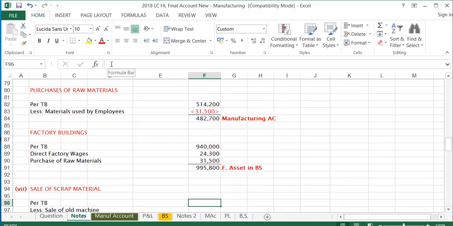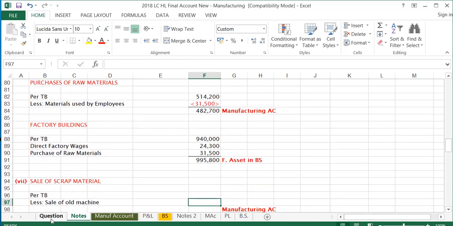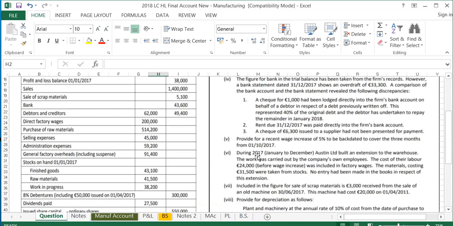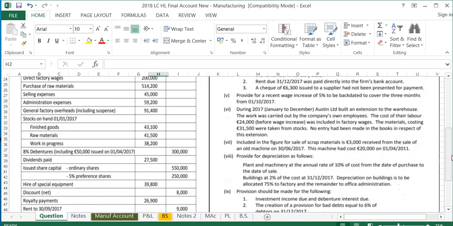And that is that note complete. Note 7 is a common note here, where there's a sale of a van or a machine that was included in the sale of scrap material. And again, this comes up a lot in the manufacturing one. So the first thing we have to do, we want to see whether we made a profit or loss on the machine that we sold.